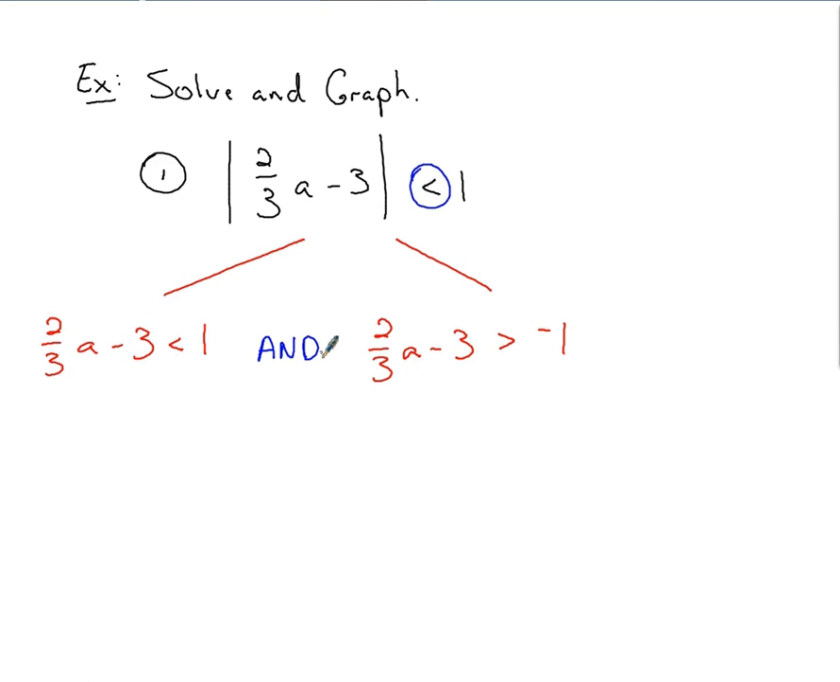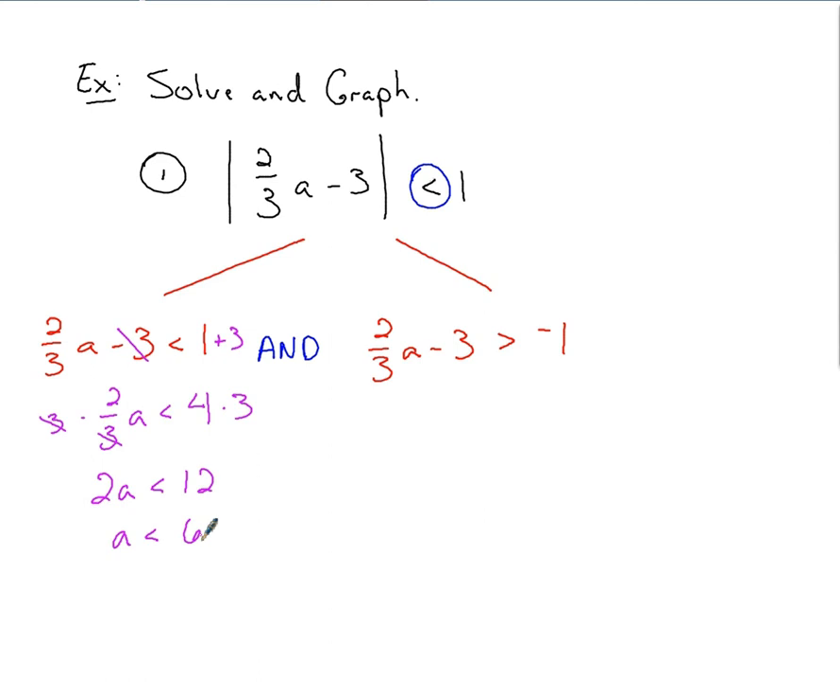So you got two separate inequalities. We solve each of them separately. Graph results on the same number line to get a feel for what the actual solution set is. Over here, I'm going to be adding 3 over. So I've got 2/3 a less than 4. I can clear this 3 out by multiplying both sides by 3. 2a would be less than 12. Divide by 2, and a is less than 6.